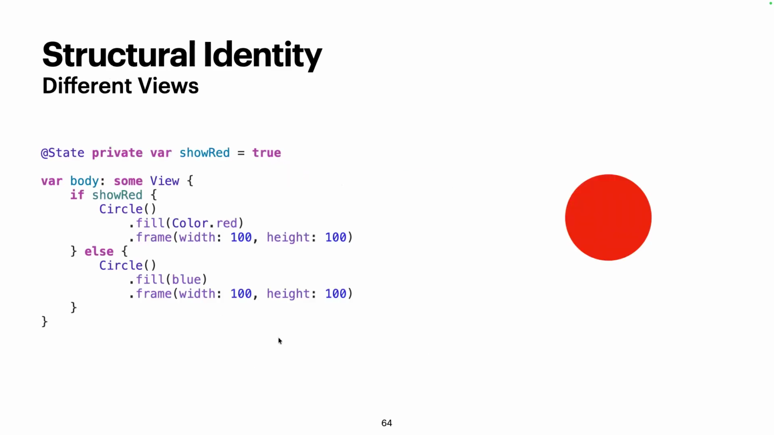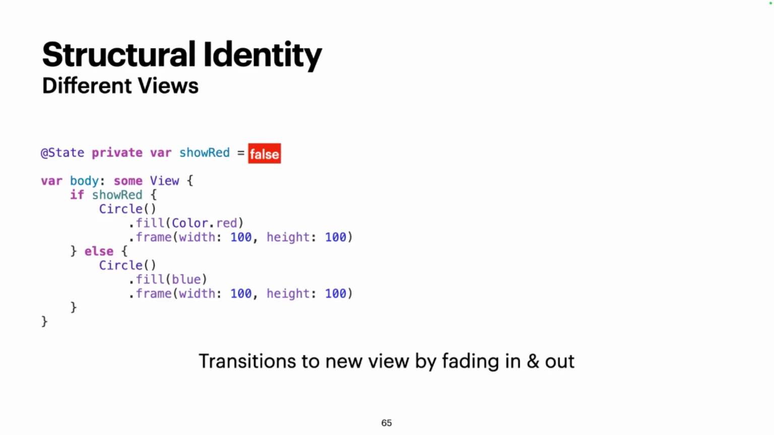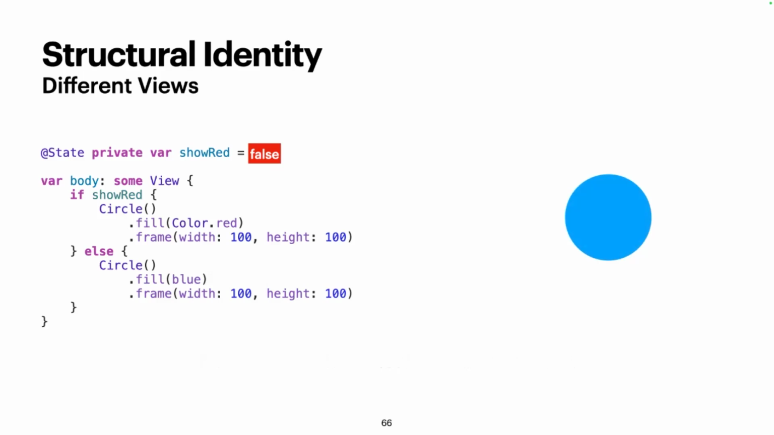So here we have an example where we have the circle, right? It's filled with the color red. We have the state property called show red, right? If it's true, we show red. Else, we show blue. Again, this is a hypo. It should be Color.blue or just .blue. I forgot to put a period in front. Anyways, if we change show red to be false, what happens now is that it transitions to a new view, the blue circle, by fading in and out. Because of the structural identity, because of this if else, they're two separate views.